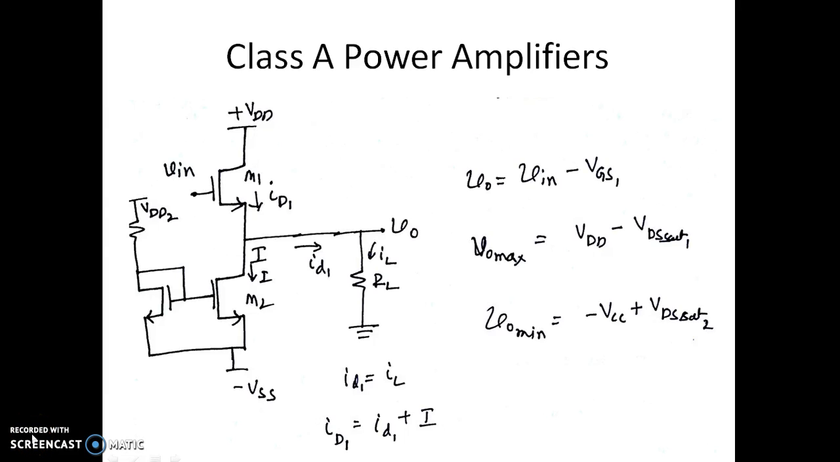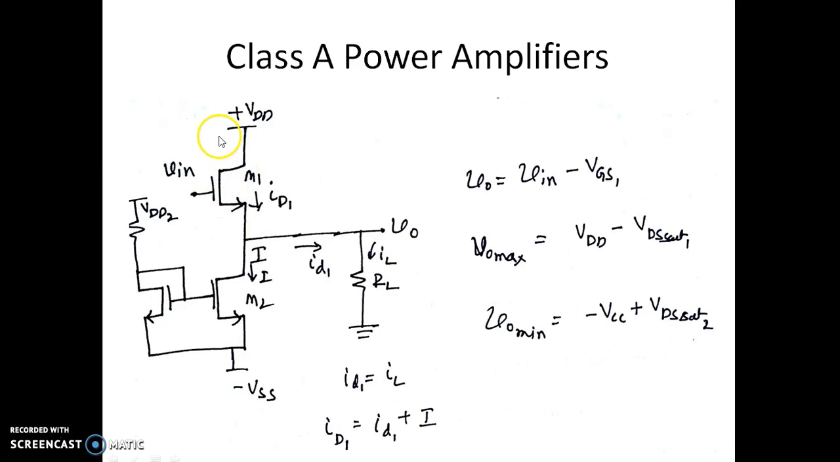In this session, we shall see class A power amplifiers further. In the last video, we saw the circuit diagram of the class A power amplifier using MOSFETs. So this M2 and this transistor form the current source, which allows a current of I to flow through this power amplifier.